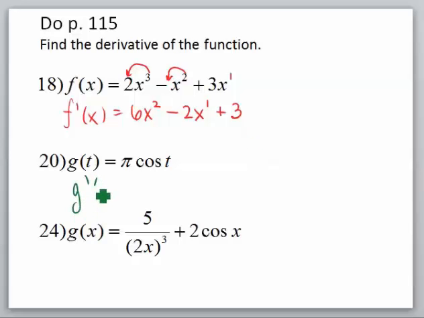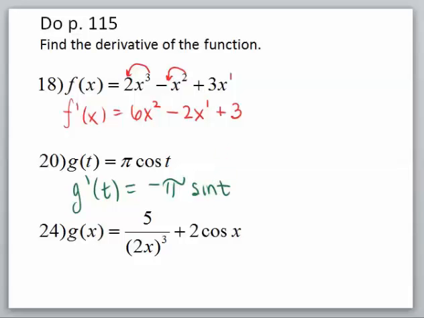This next one, we have to use the rule of cosine, the derivative of cosine. Well, this is just a constant, so we write the constant out front. The constant is being multiplied by the derivative here. The derivative is negative sine t. The derivative of cosine is negative sine.